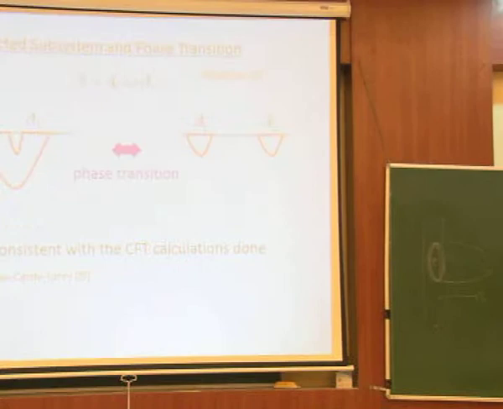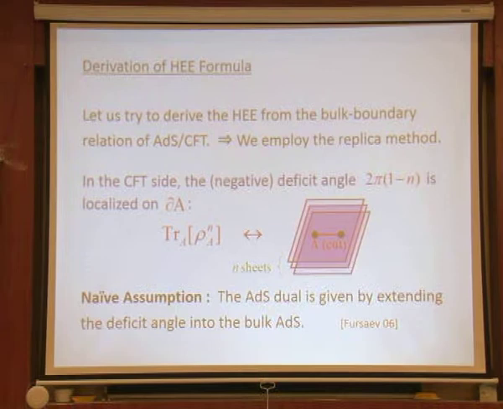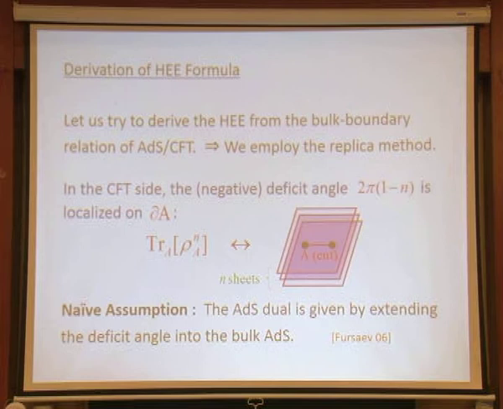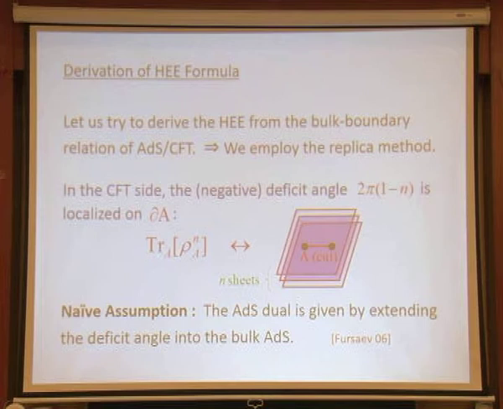Okay, now I come to the derivation of the holographic formula. I just give a schematic derivation. Let us try to derive this from the viewpoint of the boundary relation, which is the fundamental principle of AdS/CFT. Then we employ the replica method, which I already explained in the last lecture. Let's remember that trace rho_A to the n is equivalent to the partition function of this n-sheeted surface. This is also true in higher dimensions; we just increase the dimension of the n-sheeted geometry.